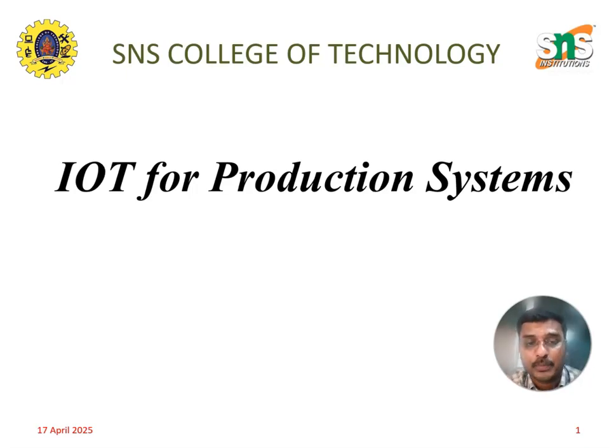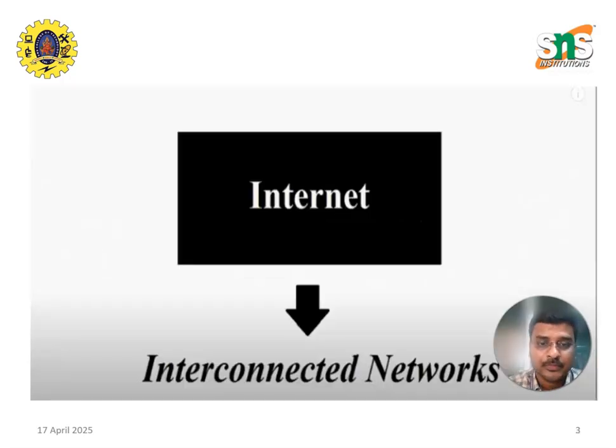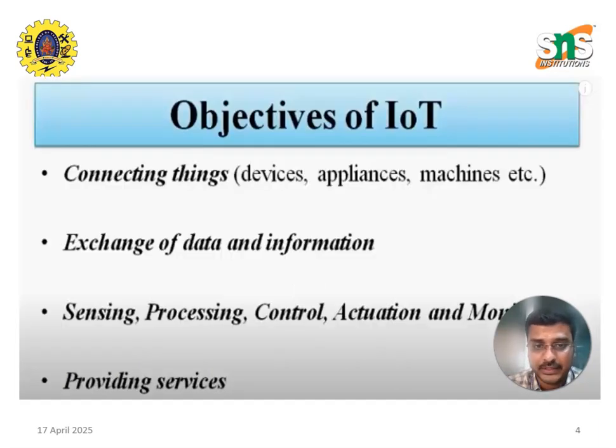Okay, today we're going to see a topic called Industrial Internet of Things for the Production System, where the understanding of IoT is nothing but Internet and Things. This is called the Internet of Things, where the Internet is extended to things, with the help of interconnected networks.